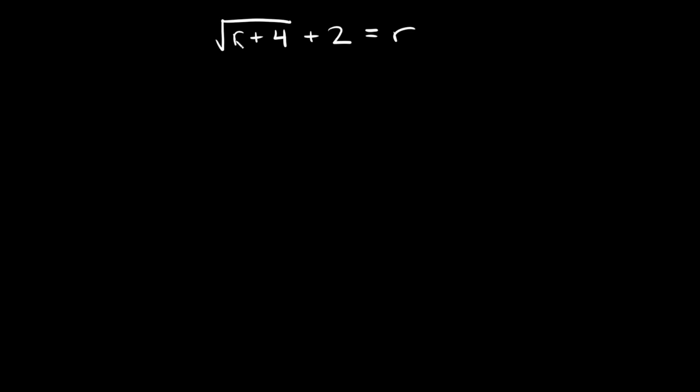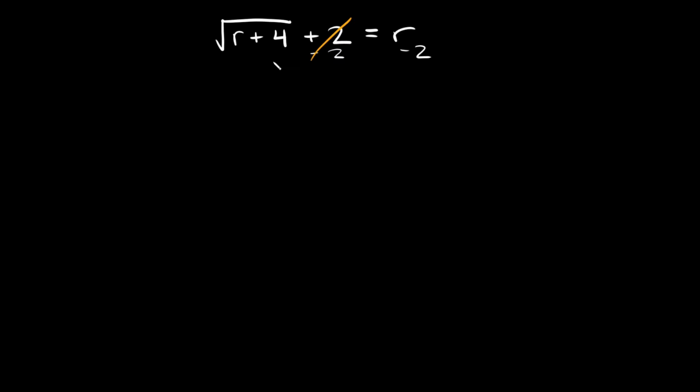Okay, so here we have the square root of r plus 4, plus 2, is equal to r. Okay, so again, what I want to do here is get rid of this 2, right? So we can just kind of isolate this radical by itself. Okay, so I'm going to subtract 2. And what we do to one side, we do to the other, right?